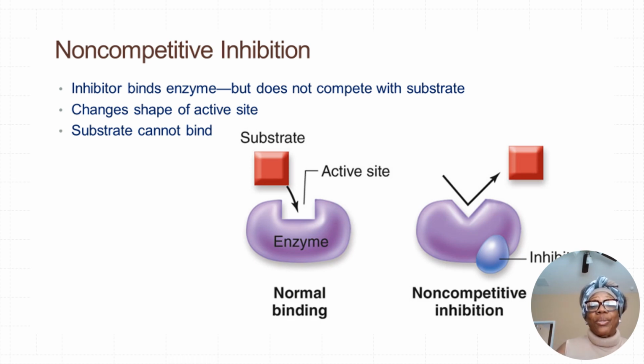When it binds somewhere else, it changes the shape of the active site. Now, the substrate cannot bind because it was looking for a particular shape to sit in. But now that non-competitive inhibitor has bound somewhere else, causing the shape of the active site to change. And so now the substrate won't fit there. So it's not competitive in that it's not binding directly to the active site, but it is preventing the substrate from binding to its normal active site on the enzyme.